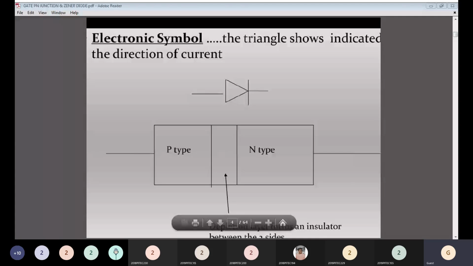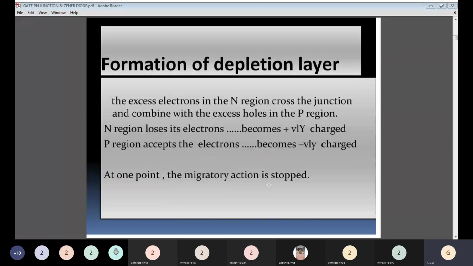So here, this is the depletion layer. It has been formed as an insulator between the P-type material and the N-type material. So the insulator will not conduct the current. And in the P-type material and N-type material, the flow of charge carriers will conduct the current. How is the depletion layer formed?